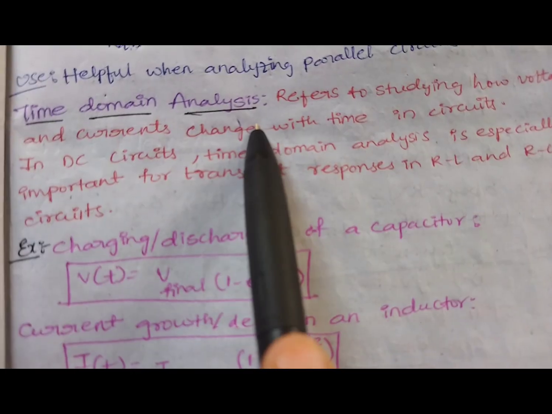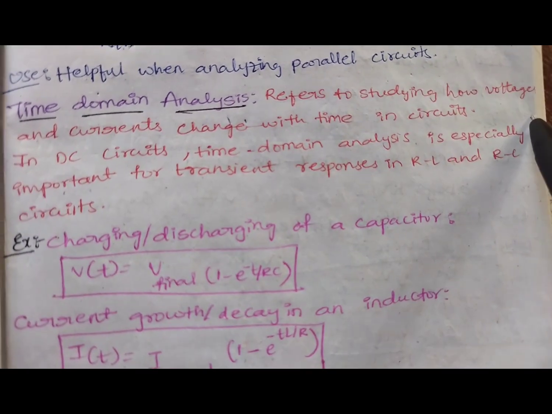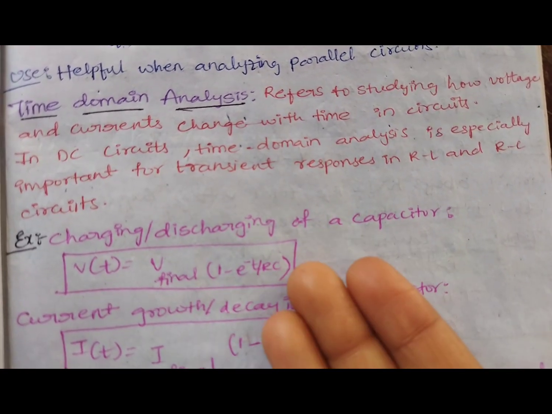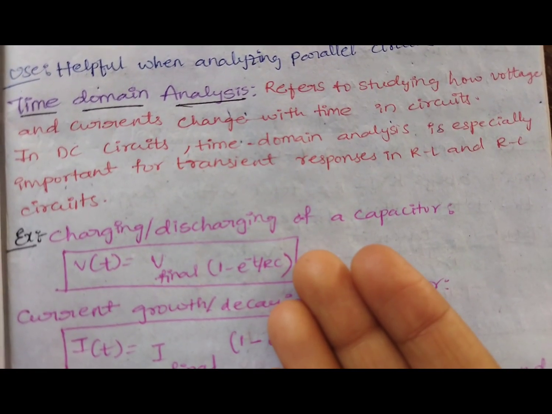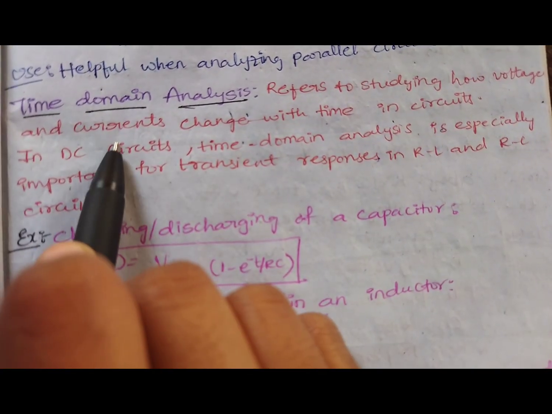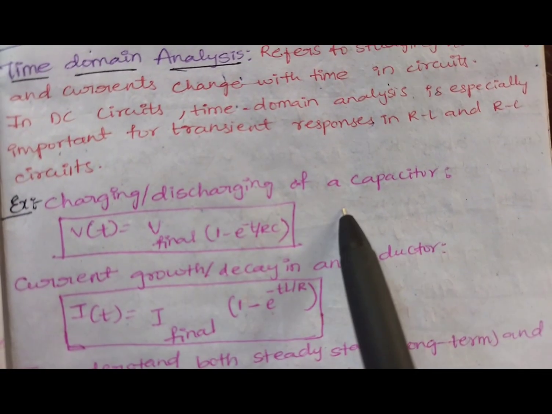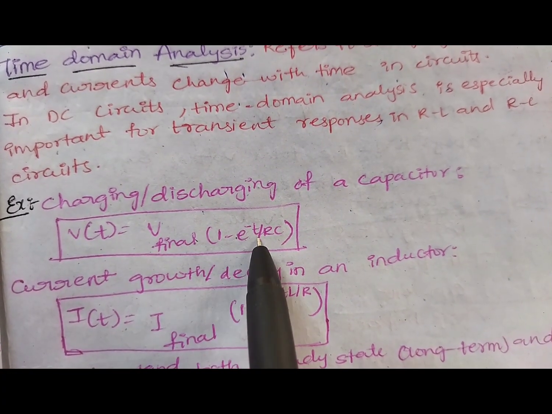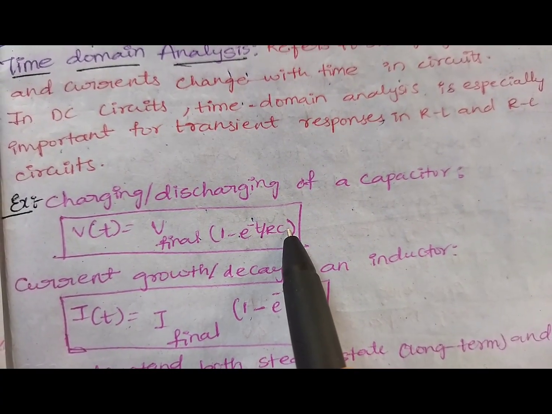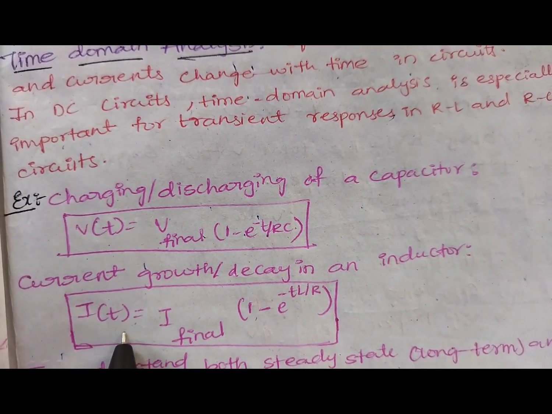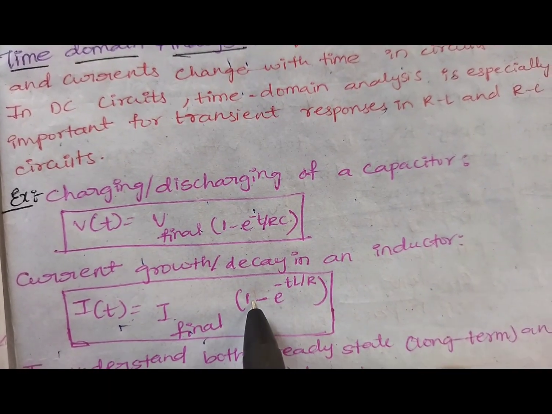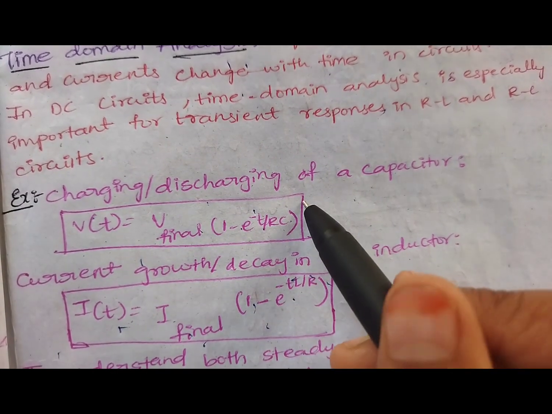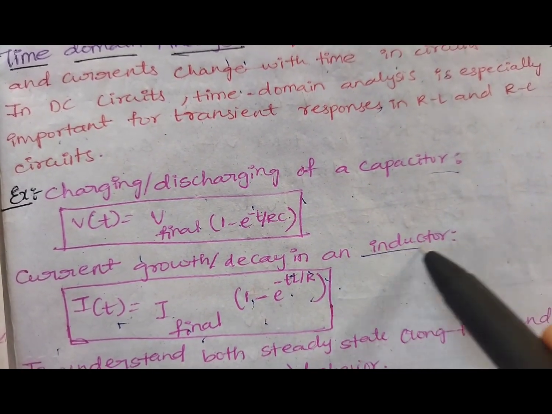Now time domain analysis. This is a process that studies how voltage and current change with time in circuits. We use this analysis process for changing voltage and current values in a circuit. For charging and discharging of a capacitor, it is represented with Vt equals V final into 1 minus e power minus t by RC. For current, it is represented with It equals I final into 1 minus e power minus tL by R. These are two formulas. The first is applicable for a capacitor, and the second is applicable for an inductor.